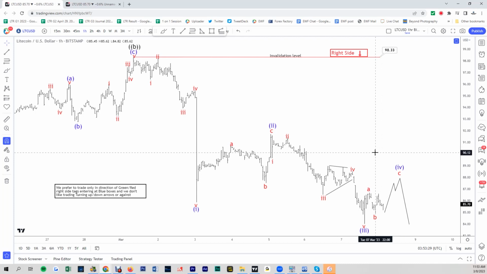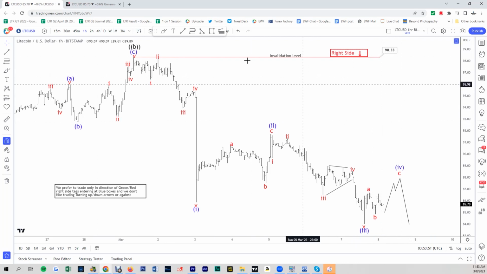However, I think the general idea here is that as long as we stay below 98, we should be looking for continuation lower. If there is any rally in the meantime, that kind of rally should continue to fail in the sequence of 3-7-11 swing, again as long as the 98.33 here remains holding.